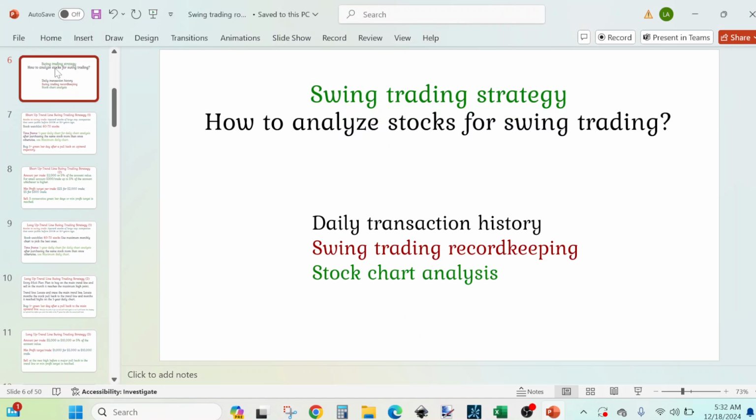Swing trading strategy. How to analyze stocks for swing trading. When you swing trade, it is a good idea to check your transactions on a daily basis and do your bookkeeping, and then you can analyze the stocks to see if there are stocks that you can pick for the next day. So we are going to check out the daily transactions for December 17, 2024 and do the bookkeeping for that, and then we are going to analyze the chart using our swing trading strategy.